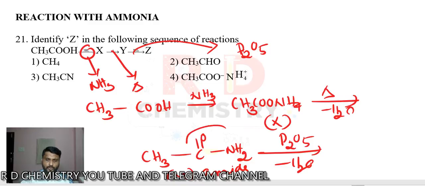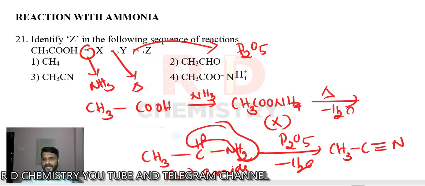Remove the water molecule, so H2O is removed. We are left with the CH3, C, and N. In between, introduce a triple bond. So we are going to get methyl cyanide, or ethane nitrile. The answer is option number 3.